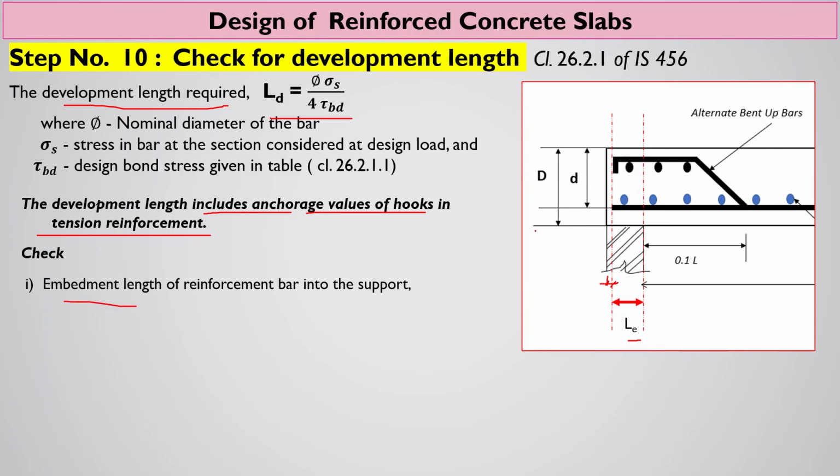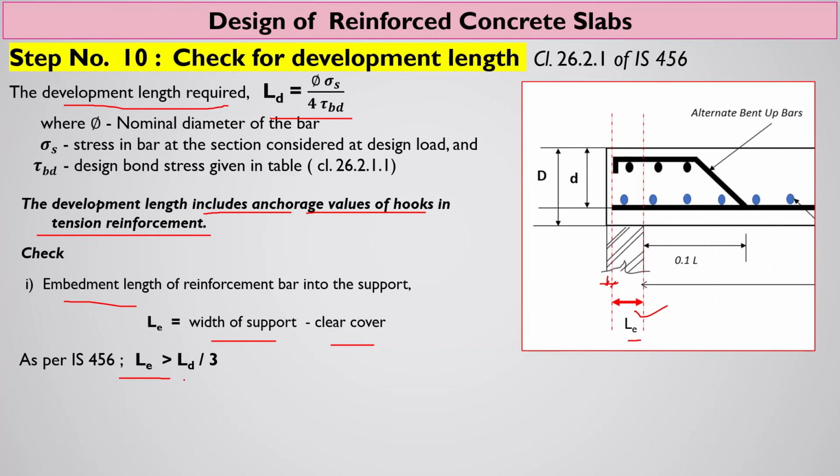If you want to place the reinforcement in a straight form, that means directly, the maximum distance up to which you can take steel into the support section is LE, and you can easily calculate the value of LE. It will be width of support minus clear cover. Now as per IS 456, the condition is given that this embedment length should be greater than LD by 3, LD which you have already calculated.